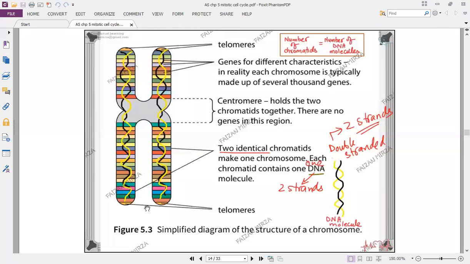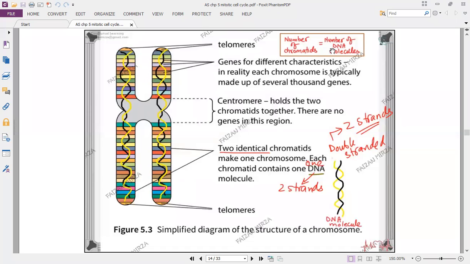This figure 5.3 is a simplified diagram of a chromosome taken from Mary Jones' fourth edition. You can see figure 5.3. These are two chromatids shown on a chromosome. They are attached at the centromere. The centromere holds no genes, but it holds the chromatids together. So this is one chromatid, and this is the other chromatid. Chromatid basically means how many DNA molecules there are.